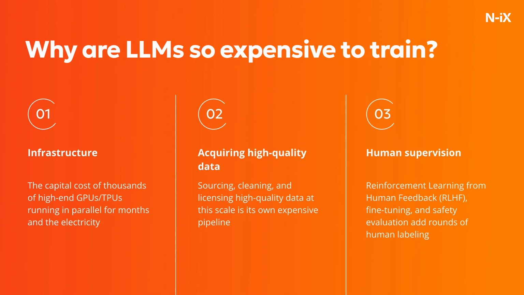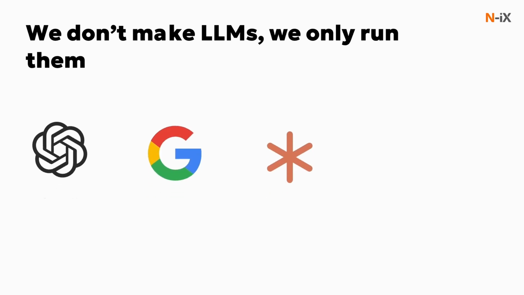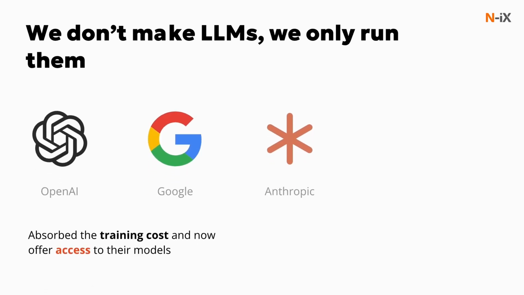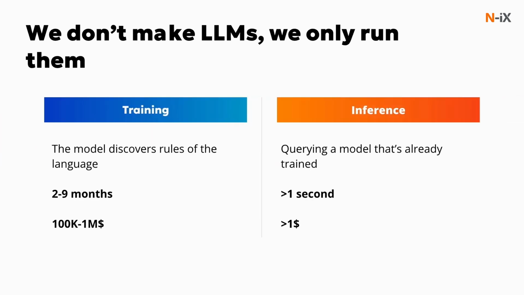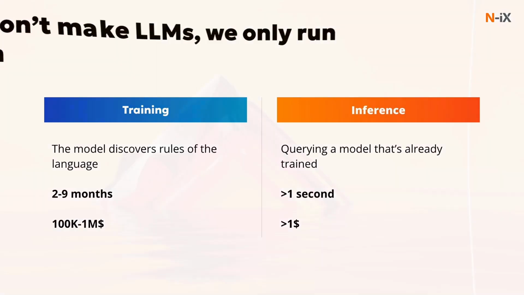Sourcing, cleaning, and licensing high-quality data at this scale is its own expensive pipeline. Then, RLHF and safety evaluation add rounds of human labeling and additional compute on top of pre-training. OpenAI, Google, Anthropic have absorbed the training cost and now offer access to their models. What we do is called inference with the models these companies provide. That takes a fraction of a second and less than a cent.